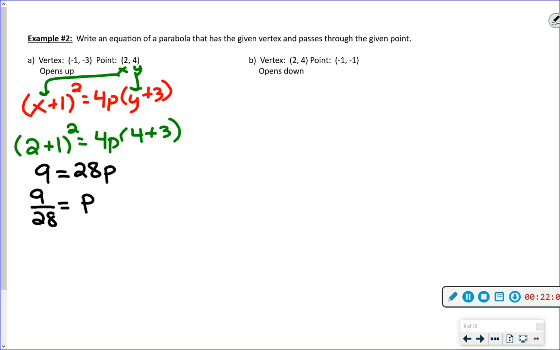So I think I'm ready to get to my final equation answer and wrap this one up. So x plus 1 is still that. Leave some room here for the 4p. Y plus 3 is still there. Now because our p value is kind of bad, 9/28 kind of is bad, remember when you put it back in here, you want 4p. So can you multiply this by 4 in your head?